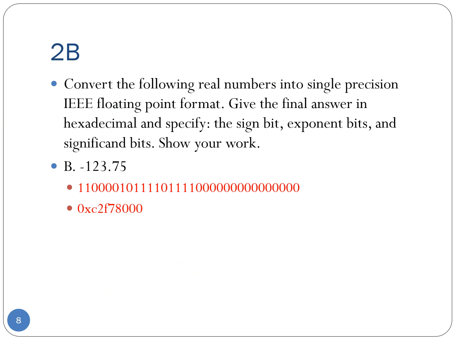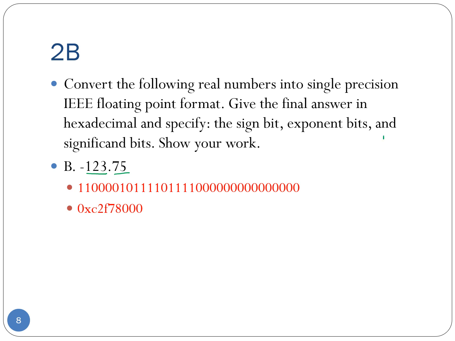In the second part, we need to convert minus 123.75 into IEEE floating point representation. So once again, we'll first translate 123 into binary, and then we'll translate 0.75 into binary, and then we'll do the conversion or representation. So let's start with that.